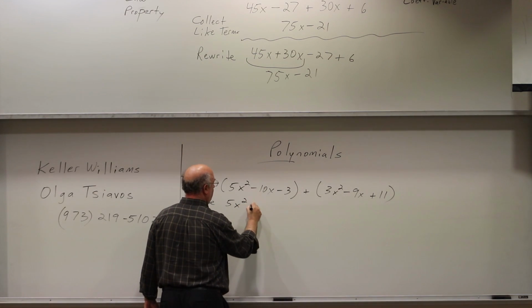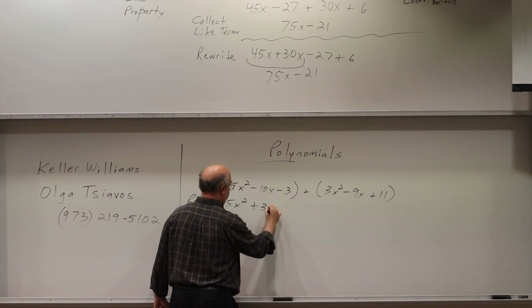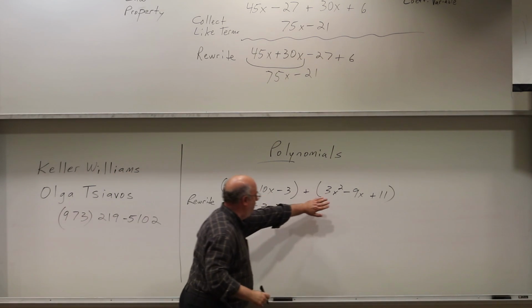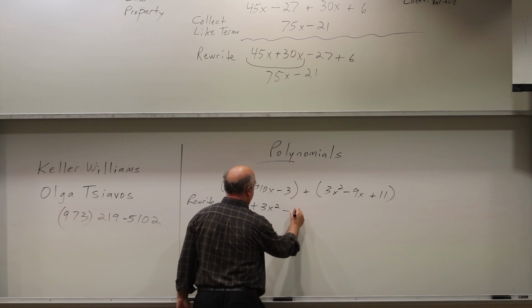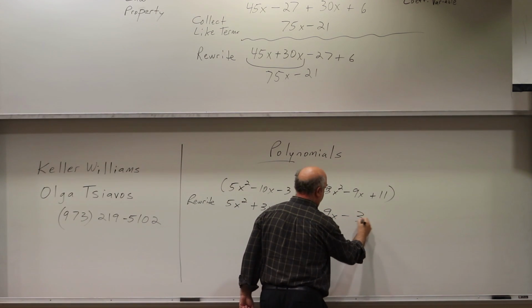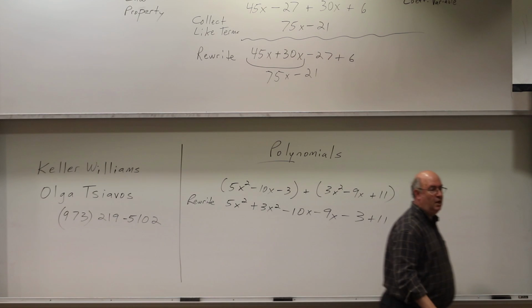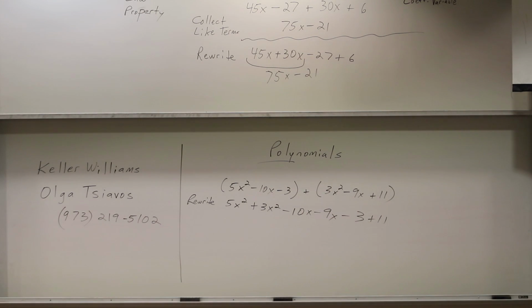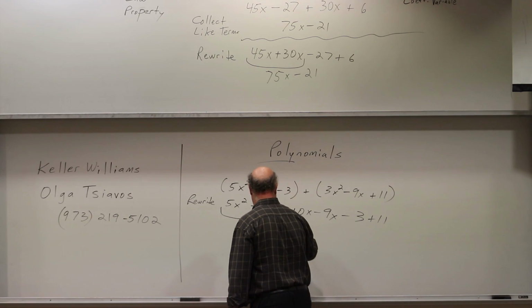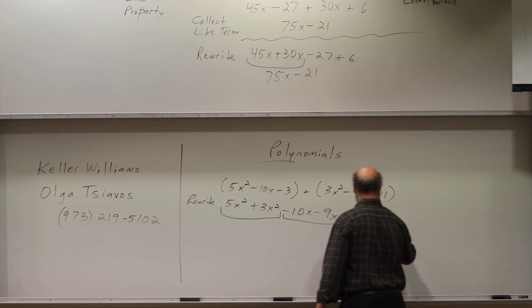So it's 5x squared plus 3x squared. I'm grouping the x squareds together. 3x squareds over here. We have minus 10x, we have minus 9x, we have minus 3, and we have plus 1. Okay, so put everything together in groups. All right, makes it easier, right? Okay, there we go.